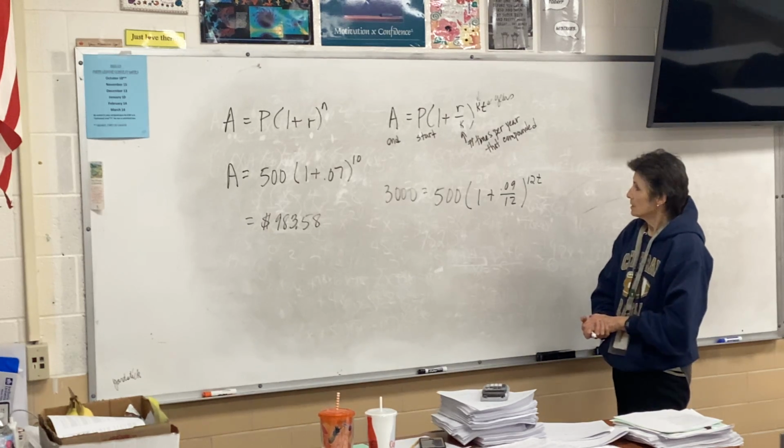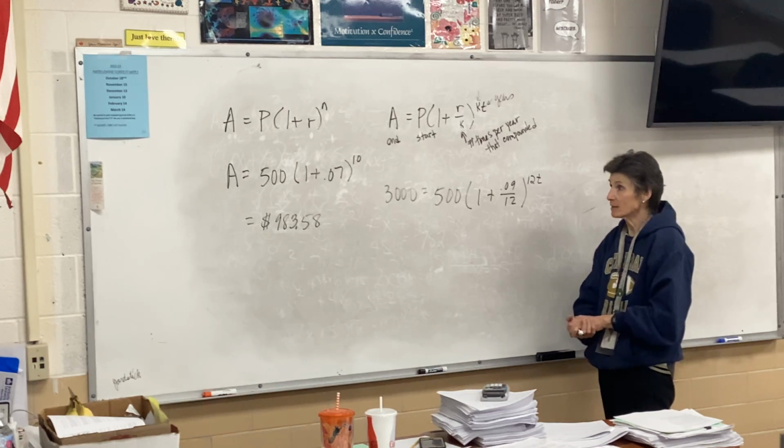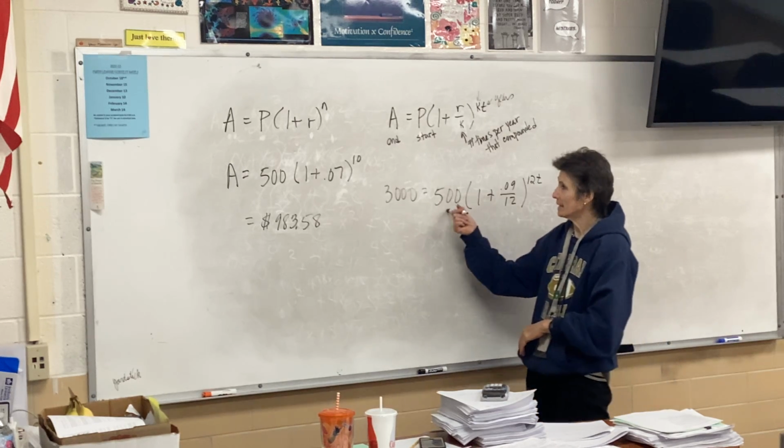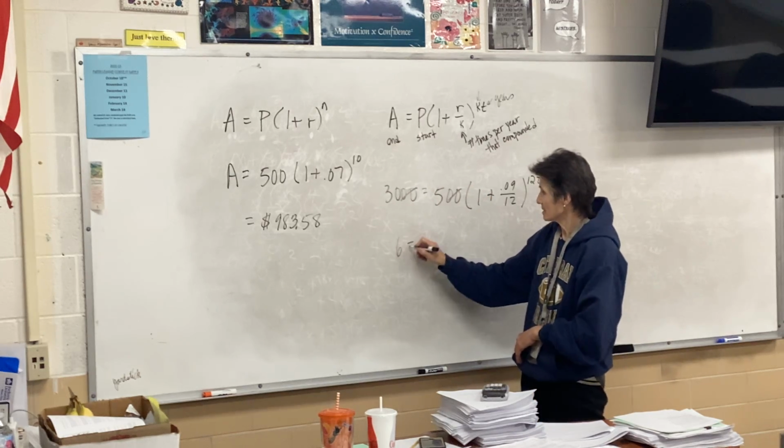Okay, so let's see. I need to solve this thing. There are a couple of things I could do, a couple of ways I could go, but I think the first thing I'm going to do is go ahead and divide by this 500. So when I do that, I think I get 6.